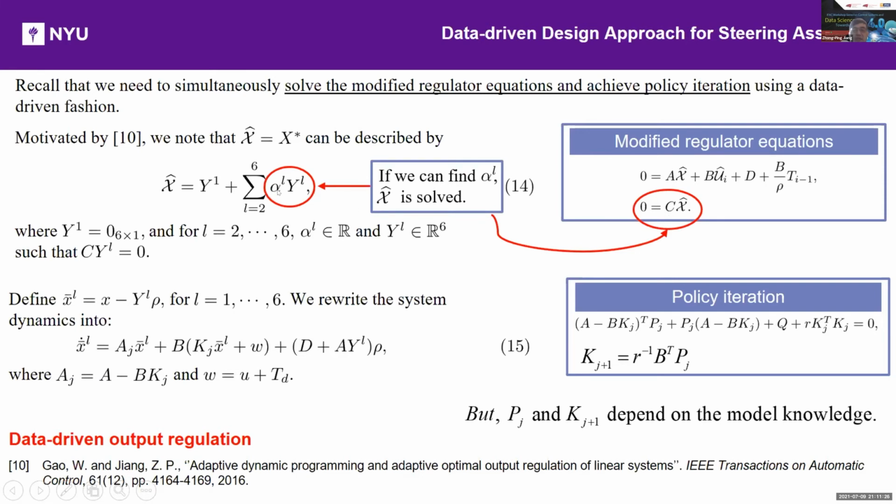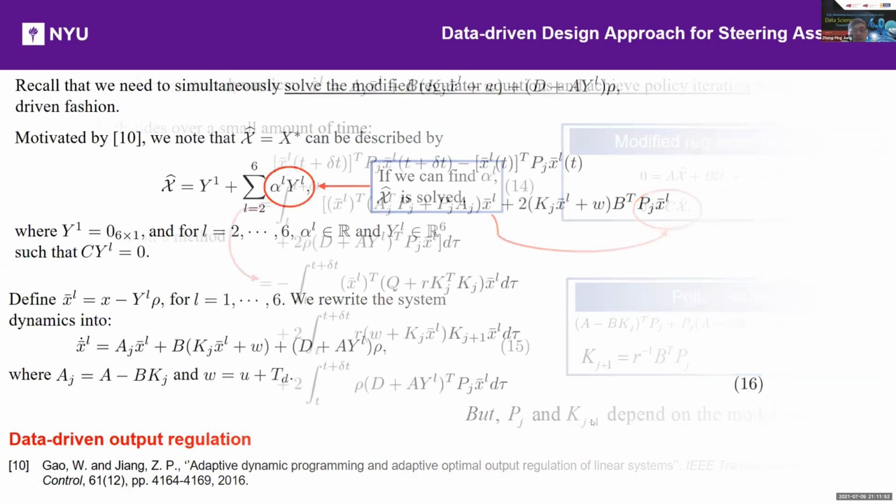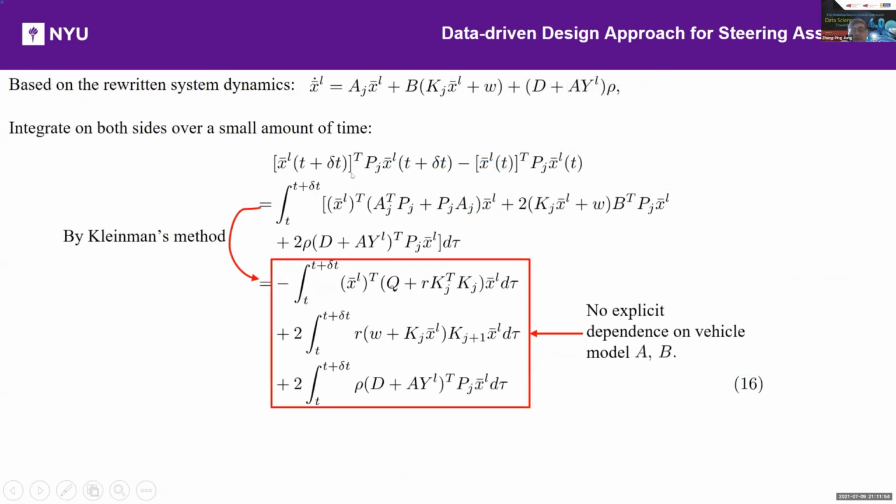So the essential problem is how to find the parameter estimate from data, because the generators are assumed to be known already. So we are going to use the data-driven auto-evaluation approach, developed by my former student Weilong Gao, to solve this problem. We are going to combine both policy iteration based on data and also regulator equations based on data to solve the problem altogether. So let me go through this quickly now.